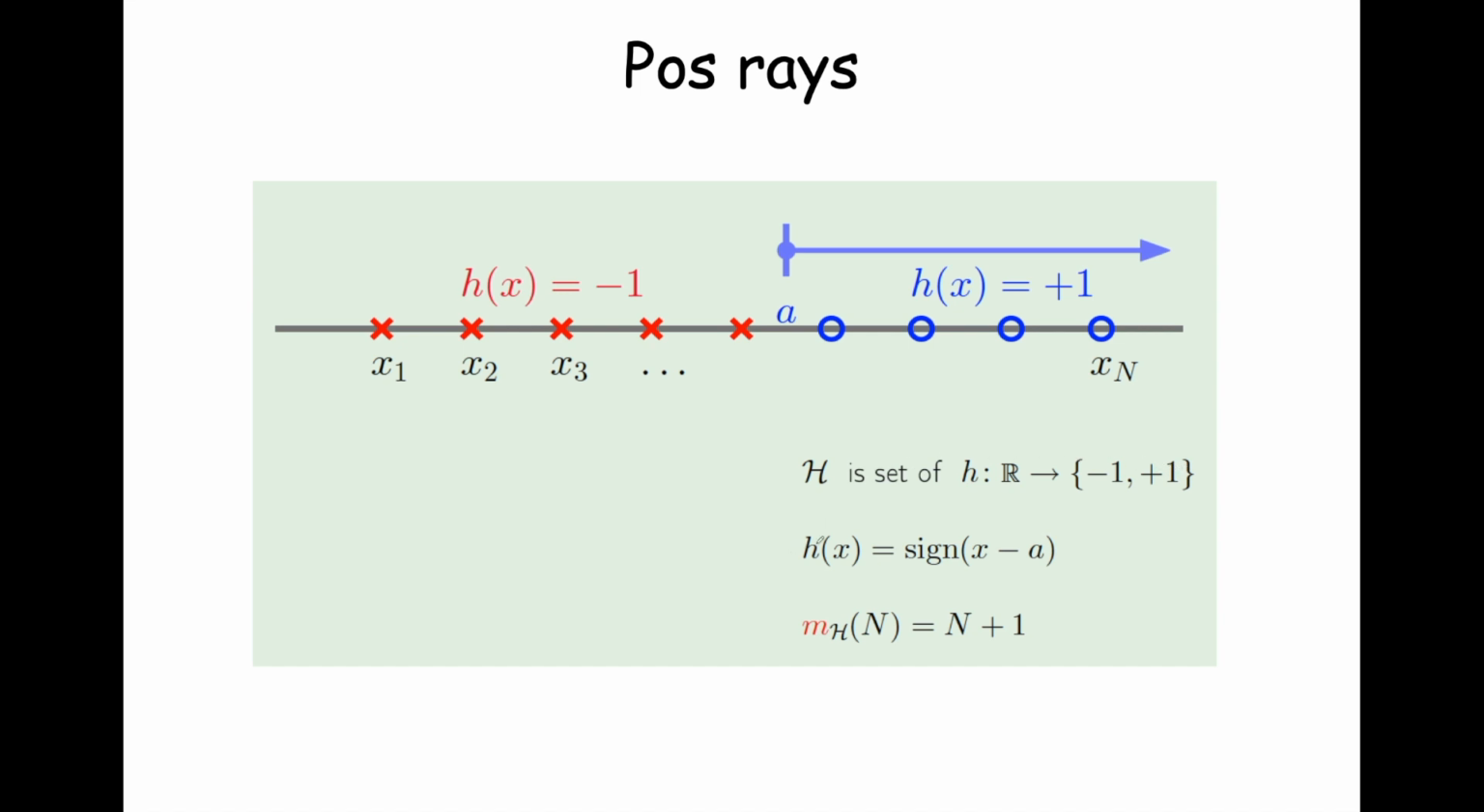Functionally, if you're going to write out this expression for the hypothesis, and you can code this in 1 or 2 lines of MATLAB, h of x, a working hypothesis, is sign of x minus a, where a is the position of the anchor point.